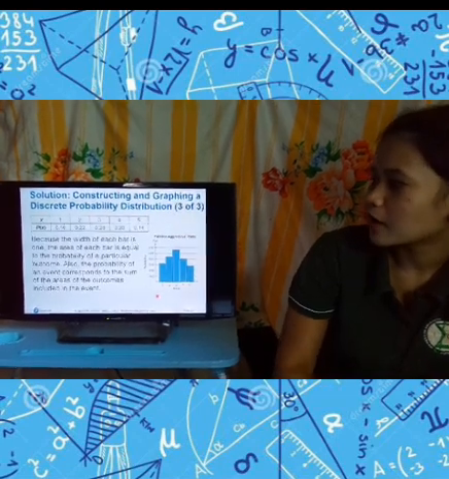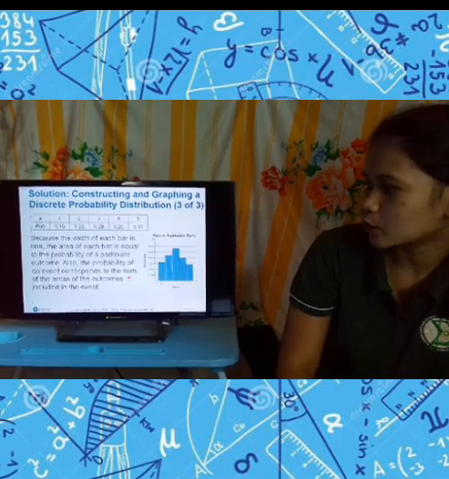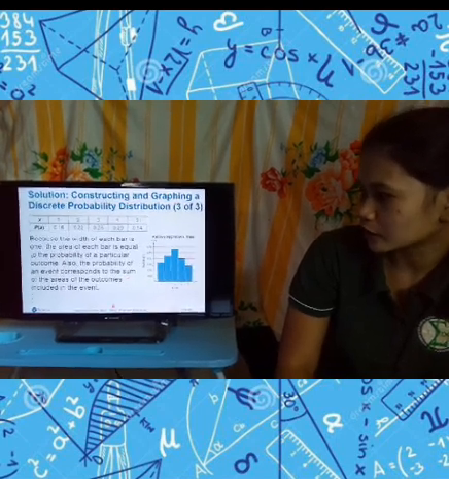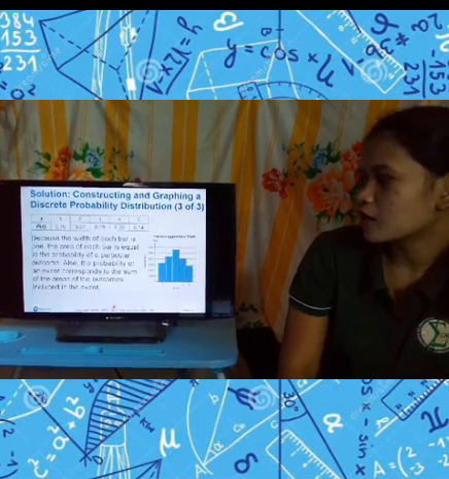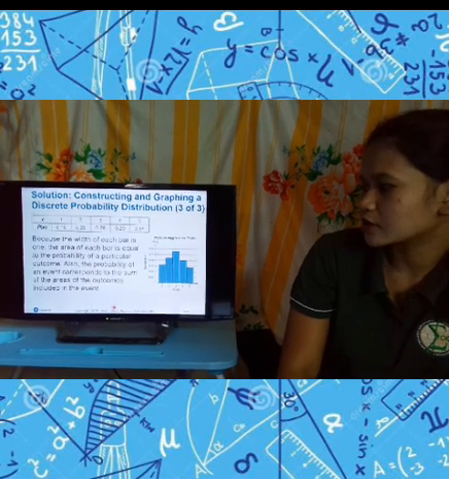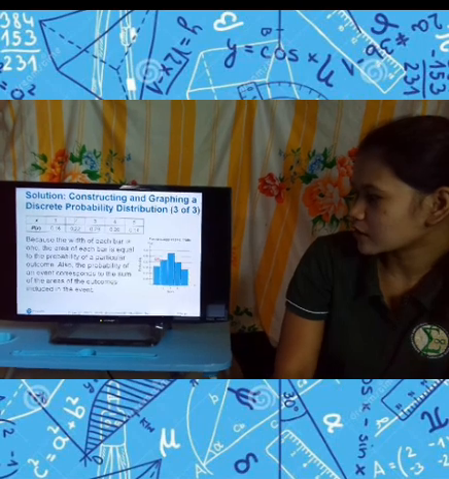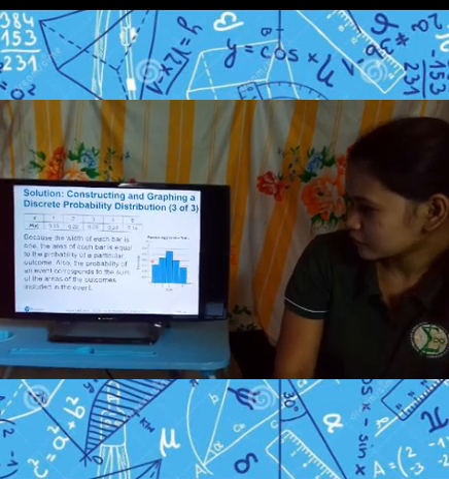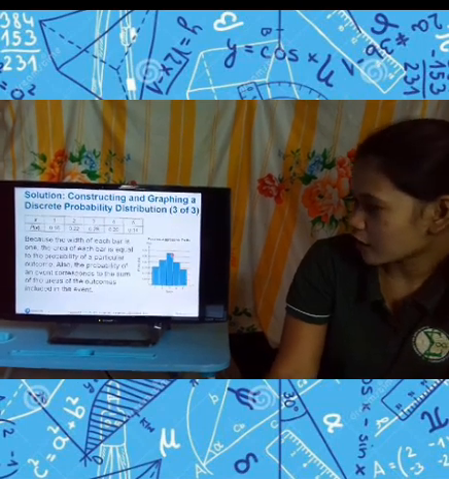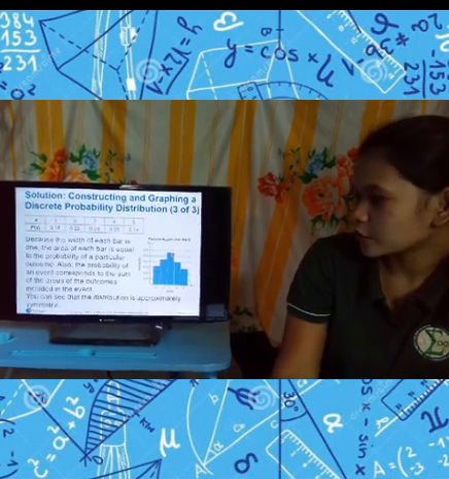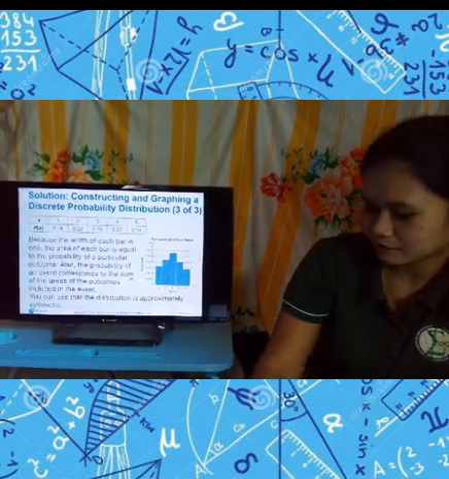Then, because the width of each bar is 1, the area of each bar is equal to the probability of a particular outcome. Also, the probability of an event corresponds to the sum of the areas of the outcomes included in the event. So this graph is a histogram. As you can see, the score number 3 is the highest. In this graph, you can see that the distribution is approximately symmetric.